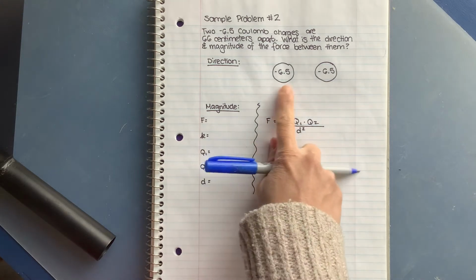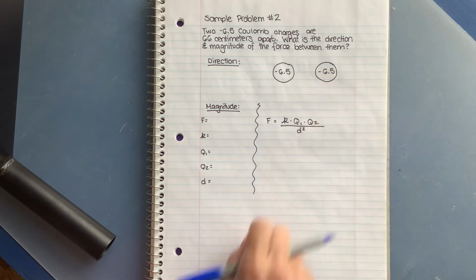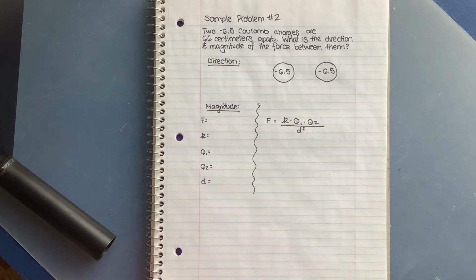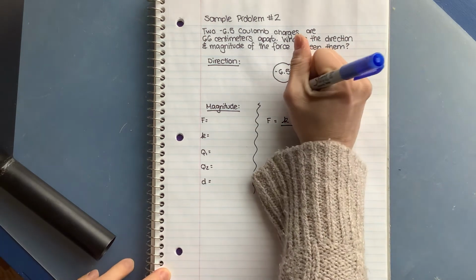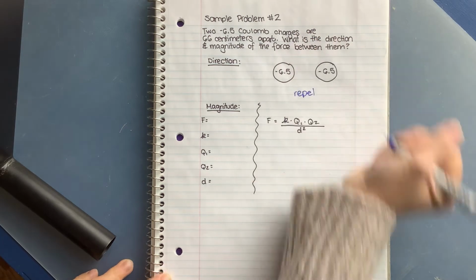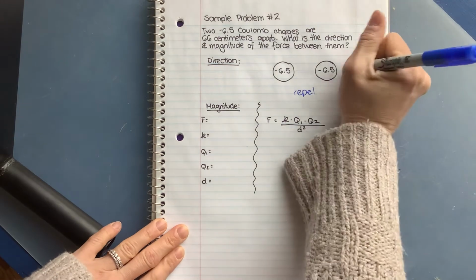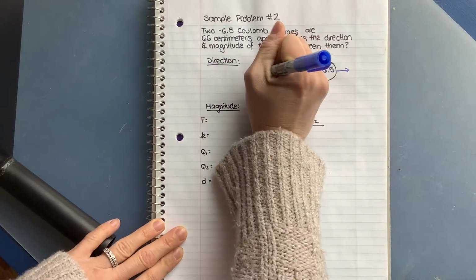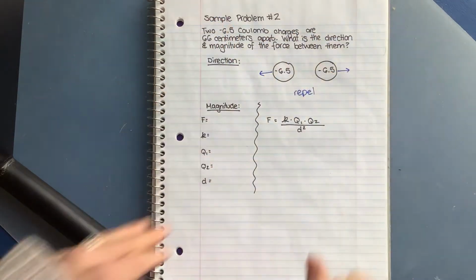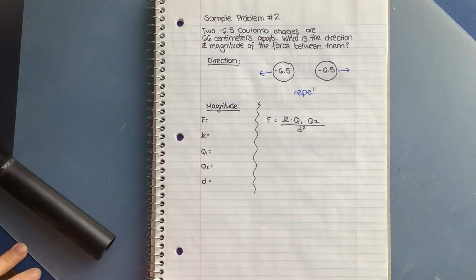If we represent our two charges as these circles, we know that they're both negative, and negative charges repel. So if we wanted to draw in force arrows, we would draw them in opposite directions. Those two charges are being repelled away from one another.